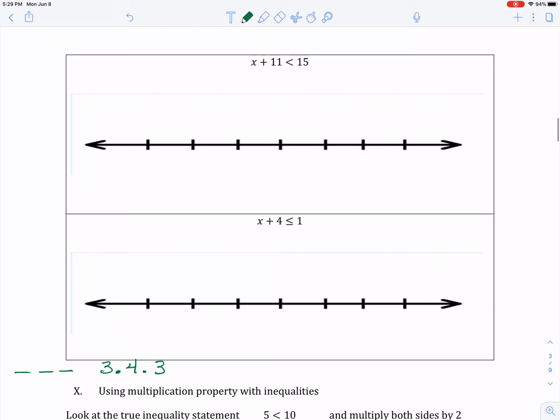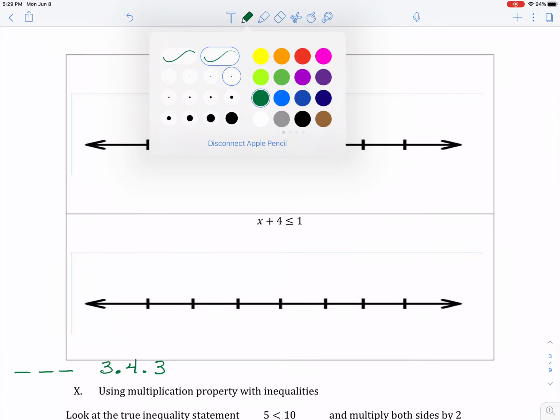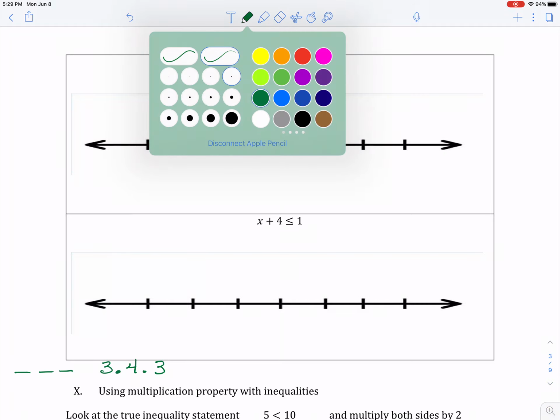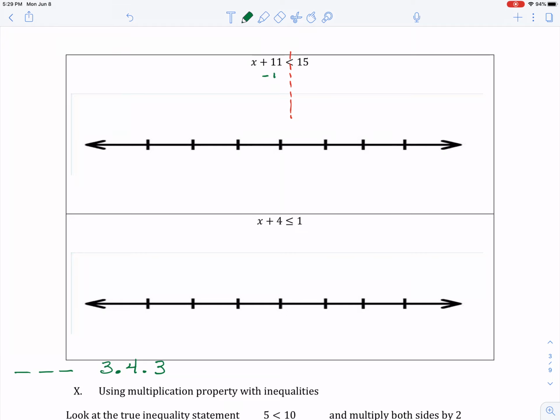Let's try another one. Here's my dotted line, because there's the inequality. I'm going to begin by subtracting 11 from both sides of the inequality. So there is the inequality statement.